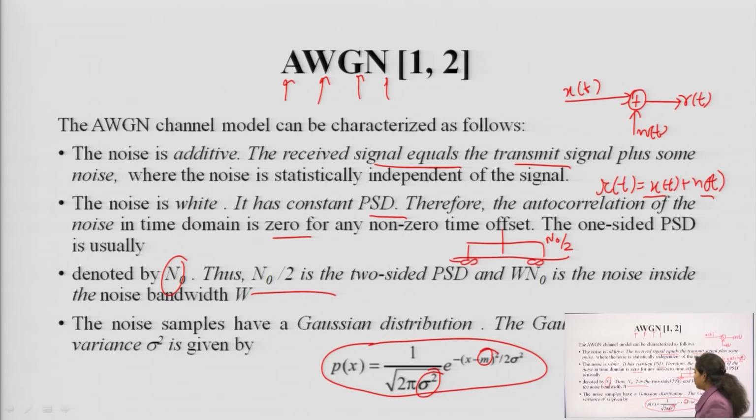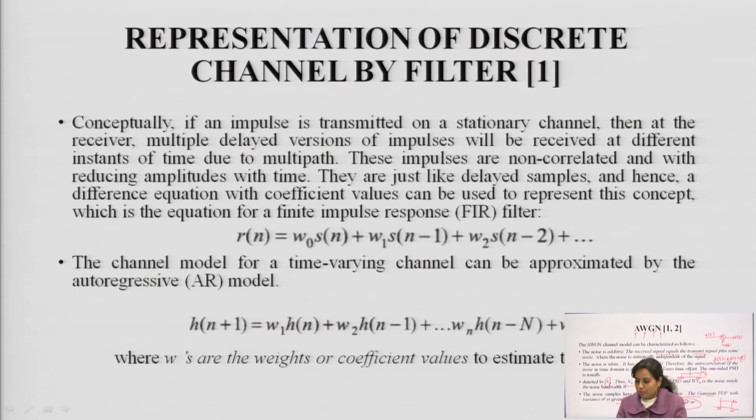Now, the noise samples have a Gaussian distribution. The Gaussian PDF is given with variance sigma square and mean mu. So, P(x) is equal to 1 upon under root 2 pi sigma square, e to the power minus (x minus m) whole square upon 2 sigma square. So, that is the additive white Gaussian noise.